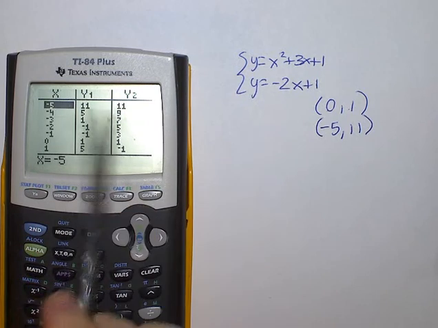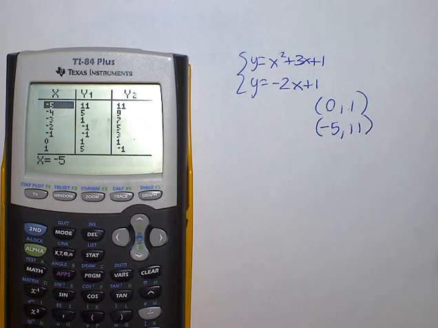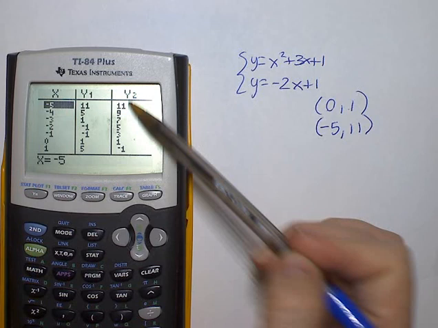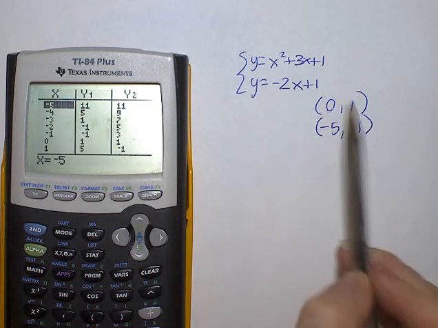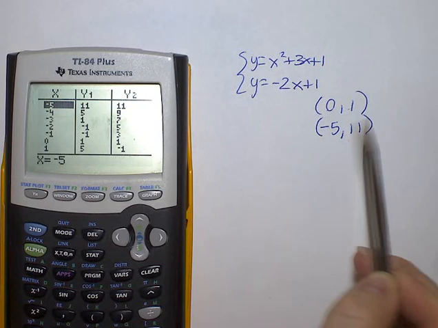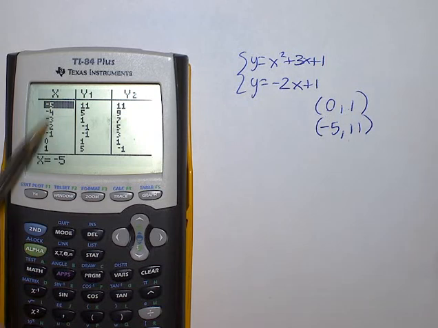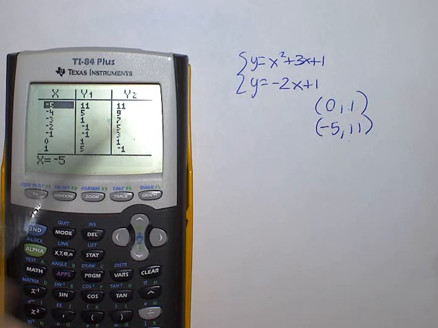Negative 5, 11. So in the past, I believe you may have been taught your freshman year to look at the table to find the intersection points. That works when they intersect at nice integers. But if they intersect at decimals, this doesn't show up where decimals intersect, only where integers intersect.